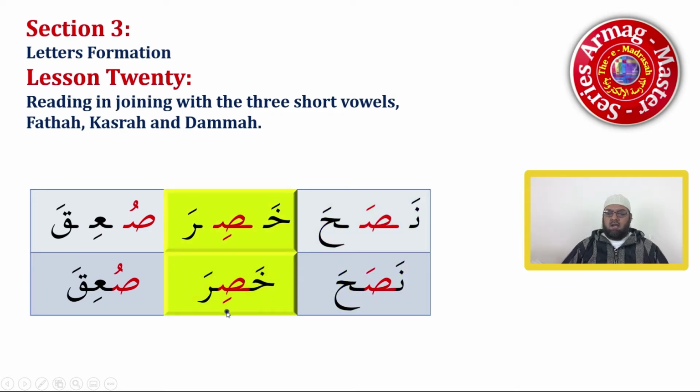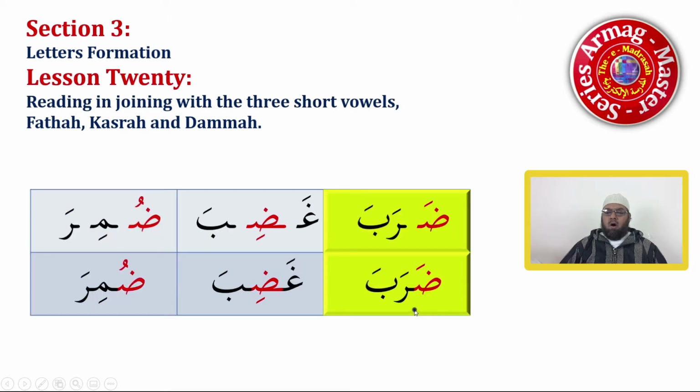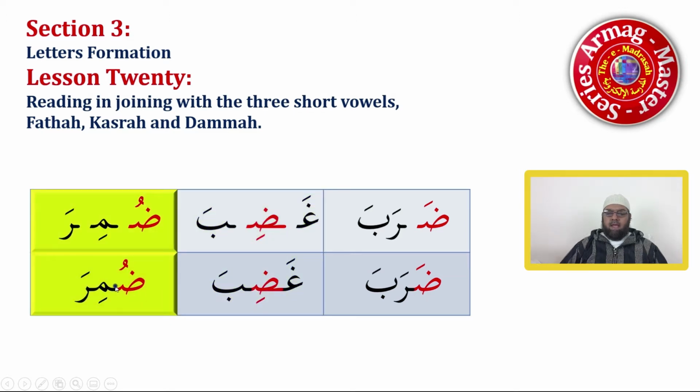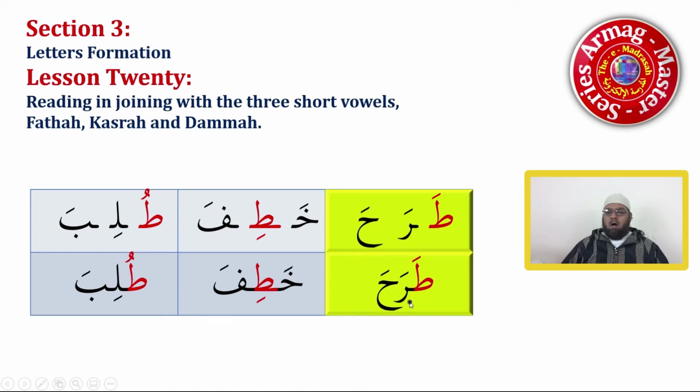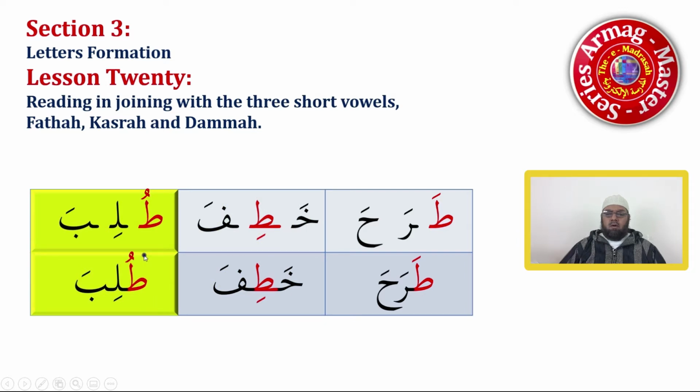Kho, si, ro. Su, i, o. Do, ro, ba. Ro, di, ba. Do, mi, ro. To, ro, ha. Kho, ti, fa. Tu, li, ba.